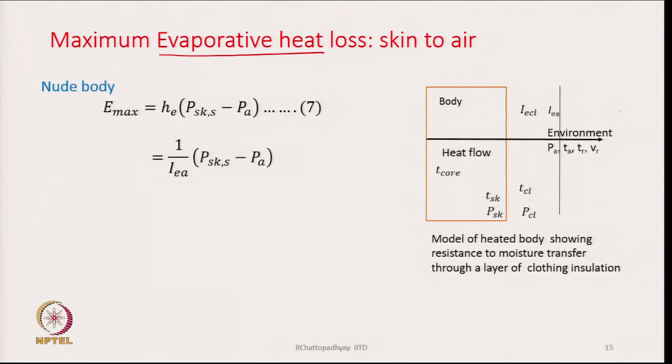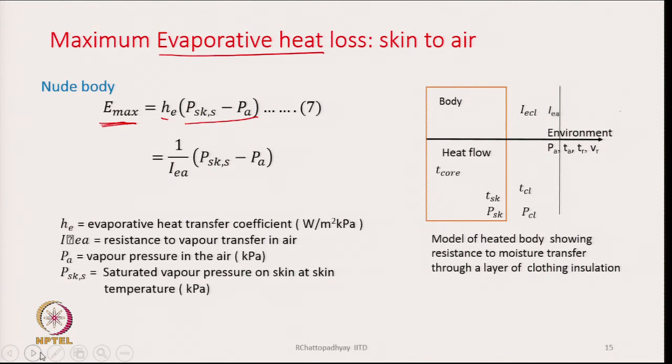So, now for a nude body, the maximum evaporative heat loss could be HE into PSKS minus PA. PSKS and PA, what are these? They are stated here. PSKS is saturated vapor pressure on the skin at skin temperature, and PA is the vapor pressure in the air. What is the vapor pressure in the environment? That is PA, and the vapor pressure next to the skin, that is saturated vapor pressure next to the skin at the skin temperature, that is PSKS, and HE is the evaporative heat transfer coefficient.